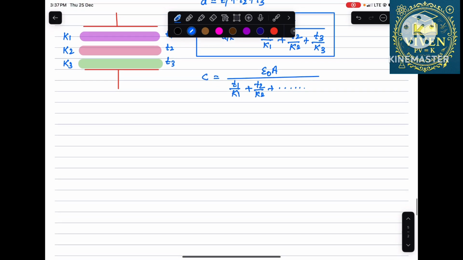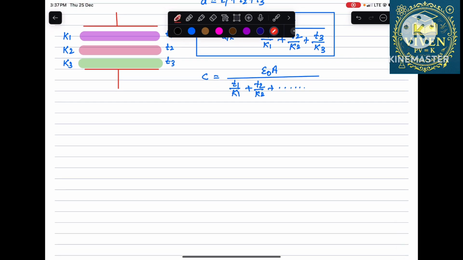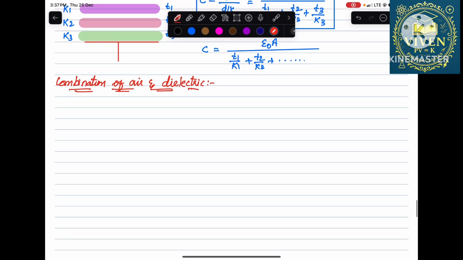Now what if the dielectrics are introduced with a combination of air medium also? A combination of air and dielectric. What if it was given in this way? Let me explain with one case first, and then we will go to the next. First of all, understand this is one parallel plate, and this is another parallel plate.